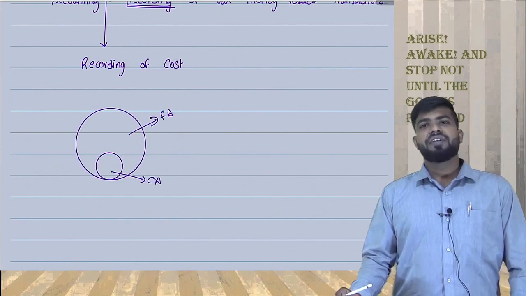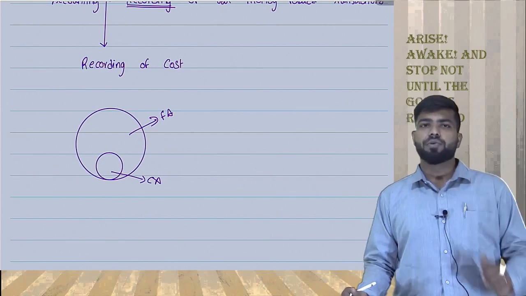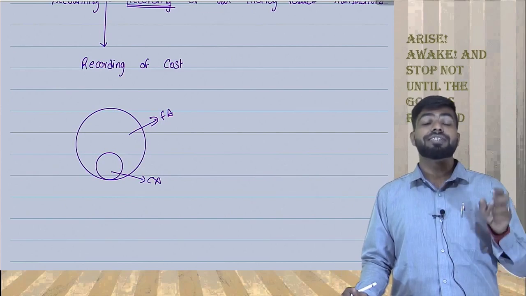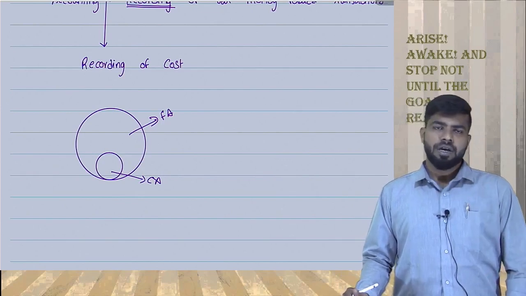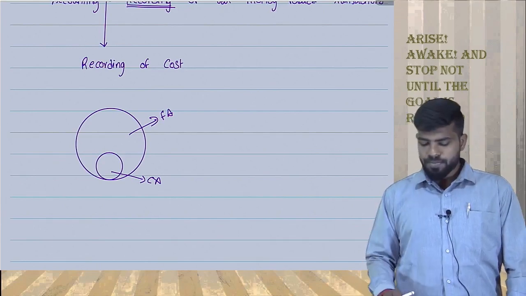That means financial accounting is very wide and cost accounting is very narrow. Or financial accounting is very generalized, whereas cost accounting is specialized. Are you understanding the difference between financial accounting and cost accounting? Okay, let me continue.